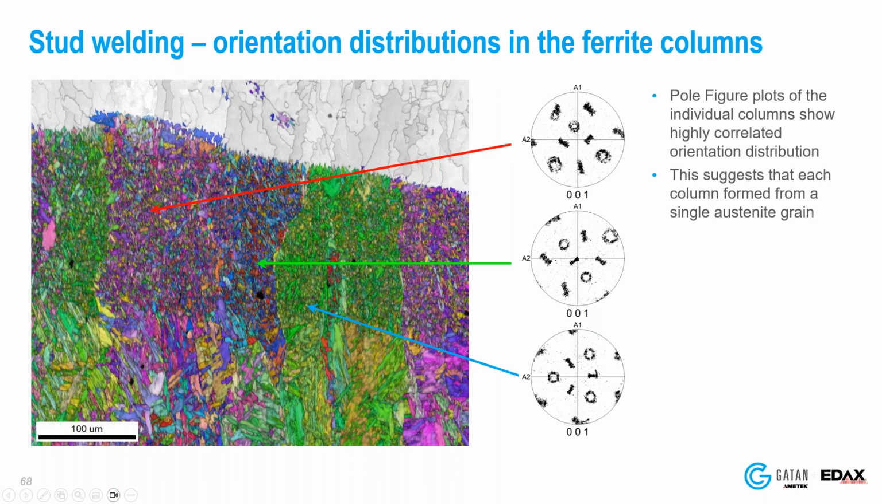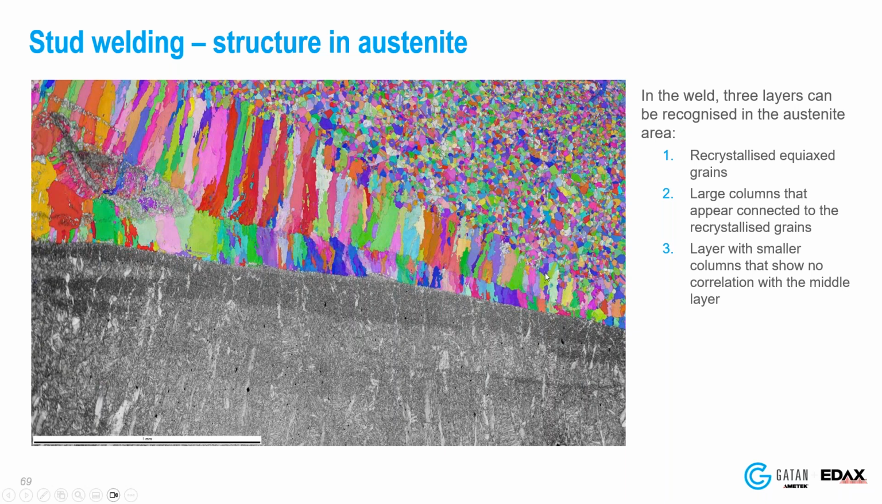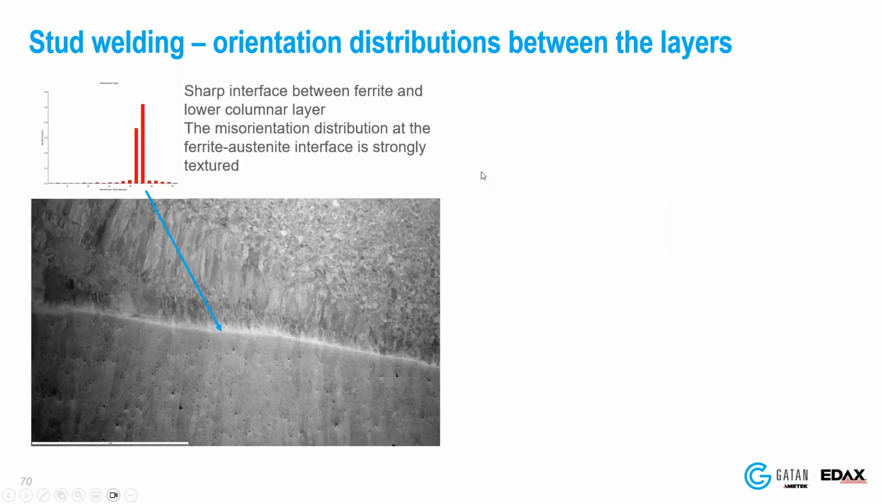And you can see in the pole figures that there's a very strong orientation distribution in there. So effectively, this means that these are formed from one single prior austenite grain. And these are just 3 different columns, 3 different grains. Then going up, what have we here? Recrystallized equiax grains, large columns, small columns. And this just seems to bump into each other, but here we have some correlation.